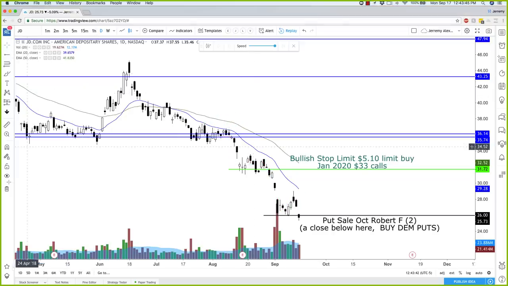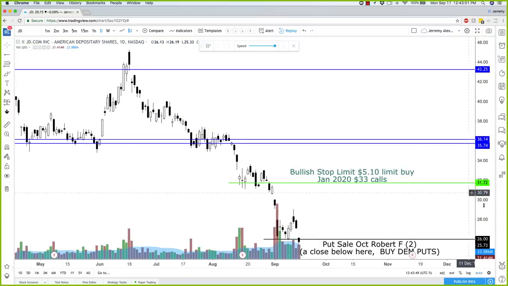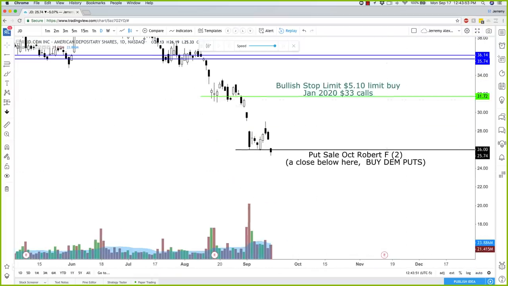Now, the other one was just guessing, right? The other one that I wrote down. So you'll notice that, ladies and gentlemen, what type of gap is this right here? Black candle gapping down.